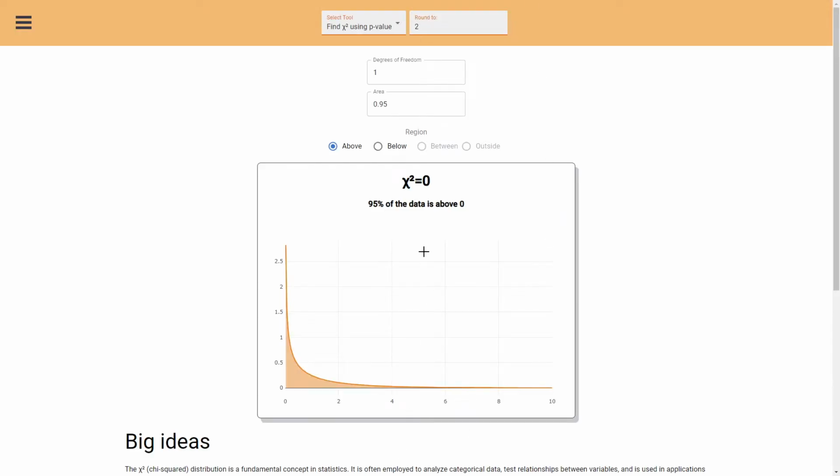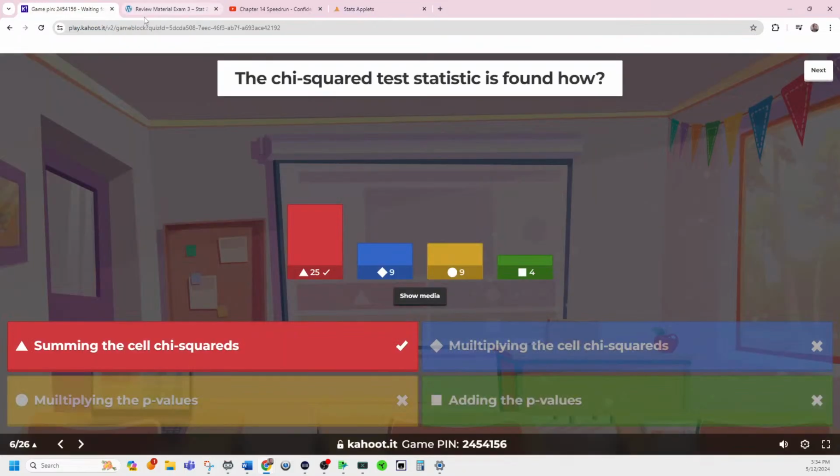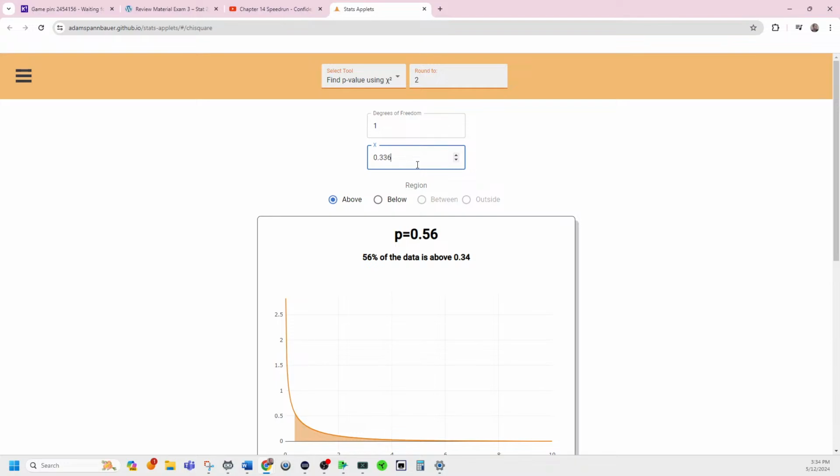And so we go to the chi-squared applet right here. What we'd want to do is find a p-value using a chi-squared. You could enter in the chi-squared here. I think it was something like 0.336. So if we take a look at that graphic again, it's 0.338. And you can find out the area to the right of it, which is this right here. This is a crazy amount of decimals, but that is going to be the chi-squared p-value right there. And here's the chi-squared test statistic.